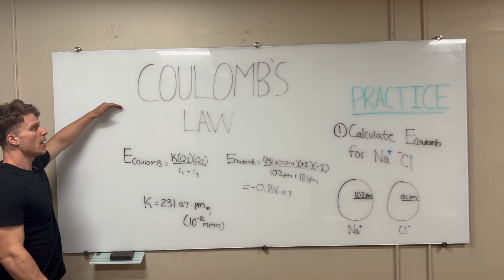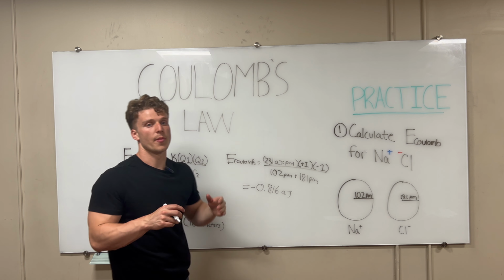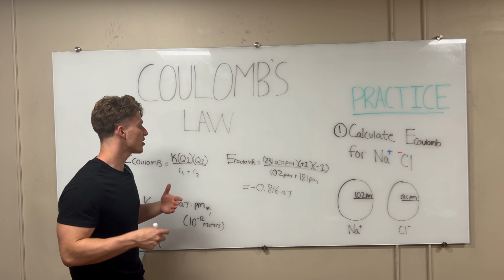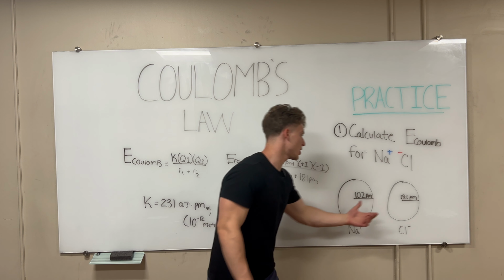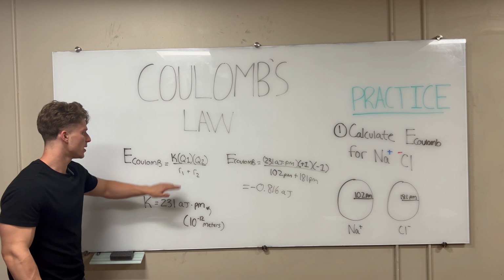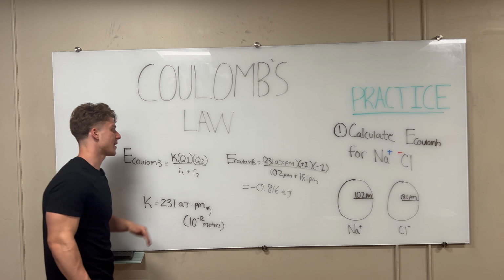So Coulomb's law tells us about this process of a positively charged thing coming together with a negatively charged thing. And we can actually measure the energy associated with these two things coming together with this formula: the constant, the two charges, and add up the radii in the denominator.